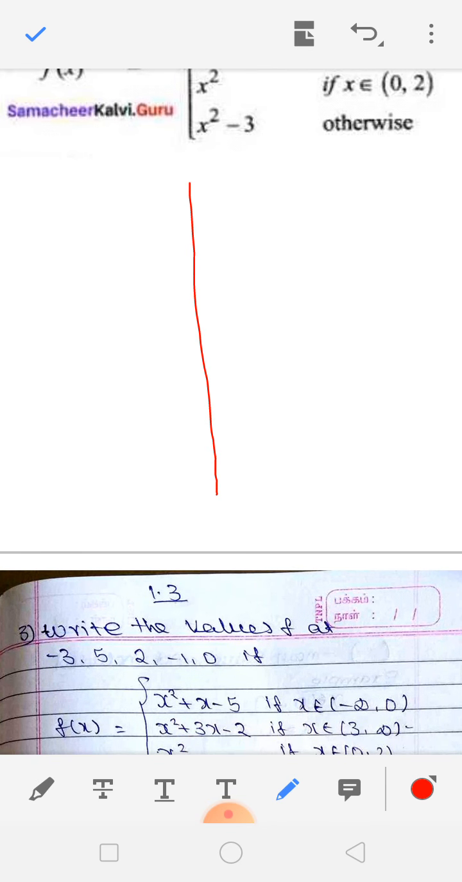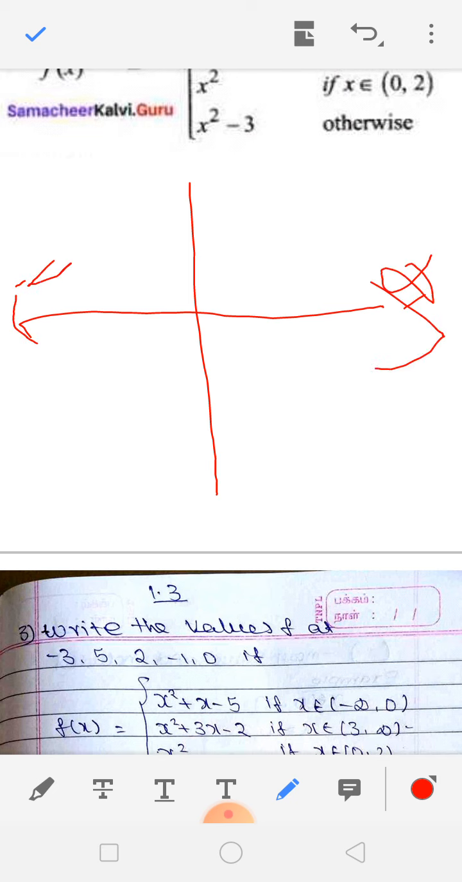So this is our graph, correct? This is the infinity last term, this is the -infinity last term, and the middle one is 0. So this is 1, this is 2, this is 3, this is -1, this is -2, and so on. Look at the first interval: -infinity comma 0, which means what?